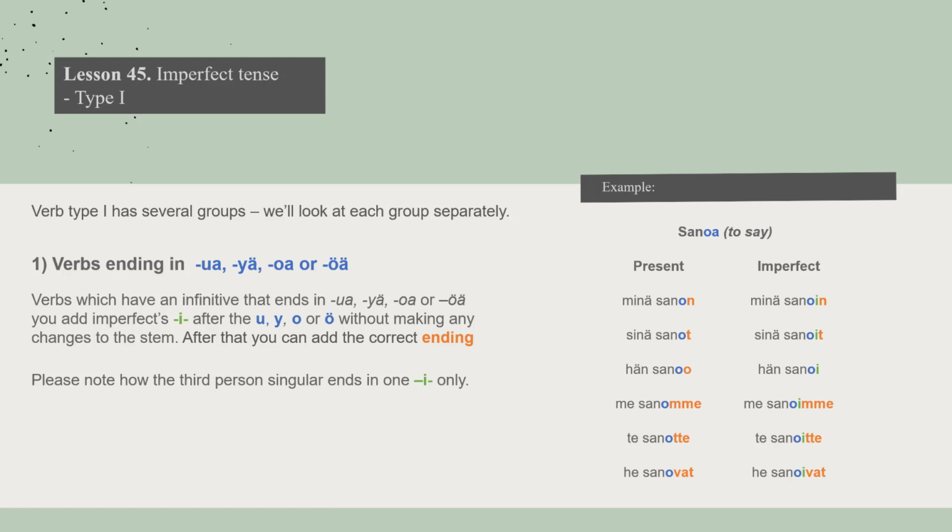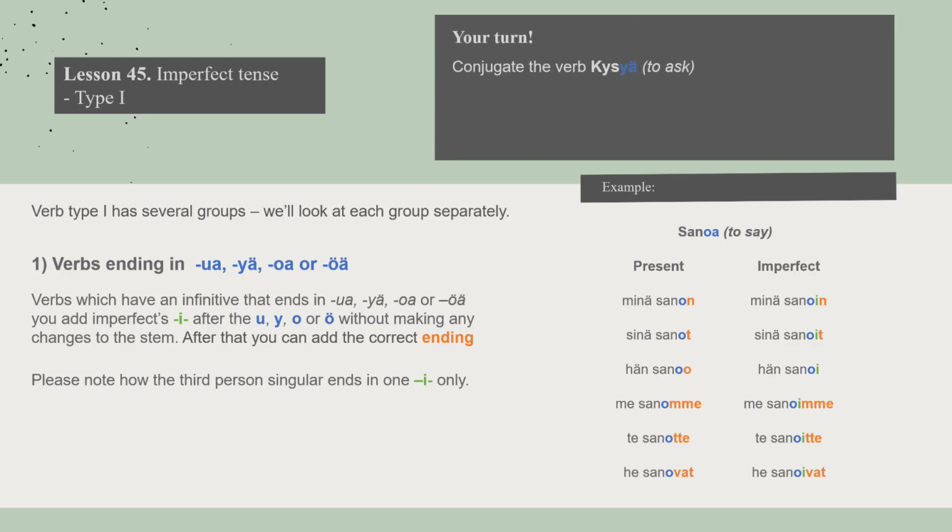Minä sanon. Minä sanoin. Sinä sanot. Sinä sanoit. Hän sanoo. Hän sanoi. Me sanomme. Me sanoimme. Te sanotte. Te sanoitte. He sanovat. He sanoivat.